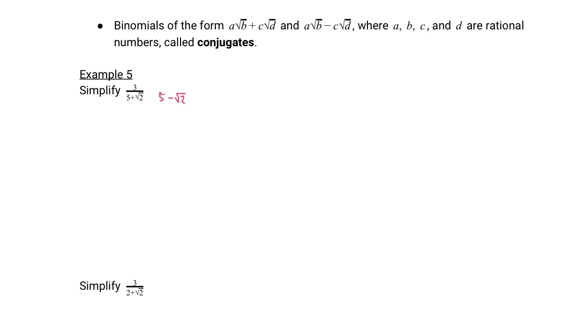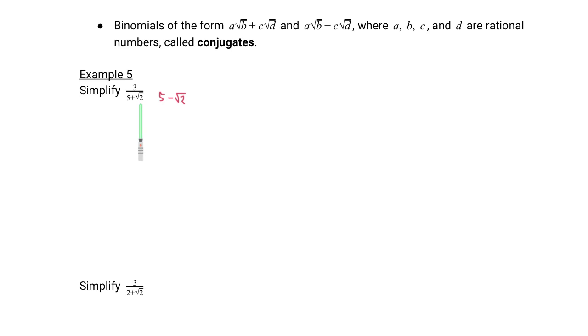So remember yesterday we talked about how you can't have a radical in the denominator. Well, we can't just multiply the top and the bottom by the square root of 2 because it'll still be there with the 5. We have no way to get rid of it unless we multiply the top and the bottom of our expression by the conjugate. So the conjugate of the denominator is the one we care about.